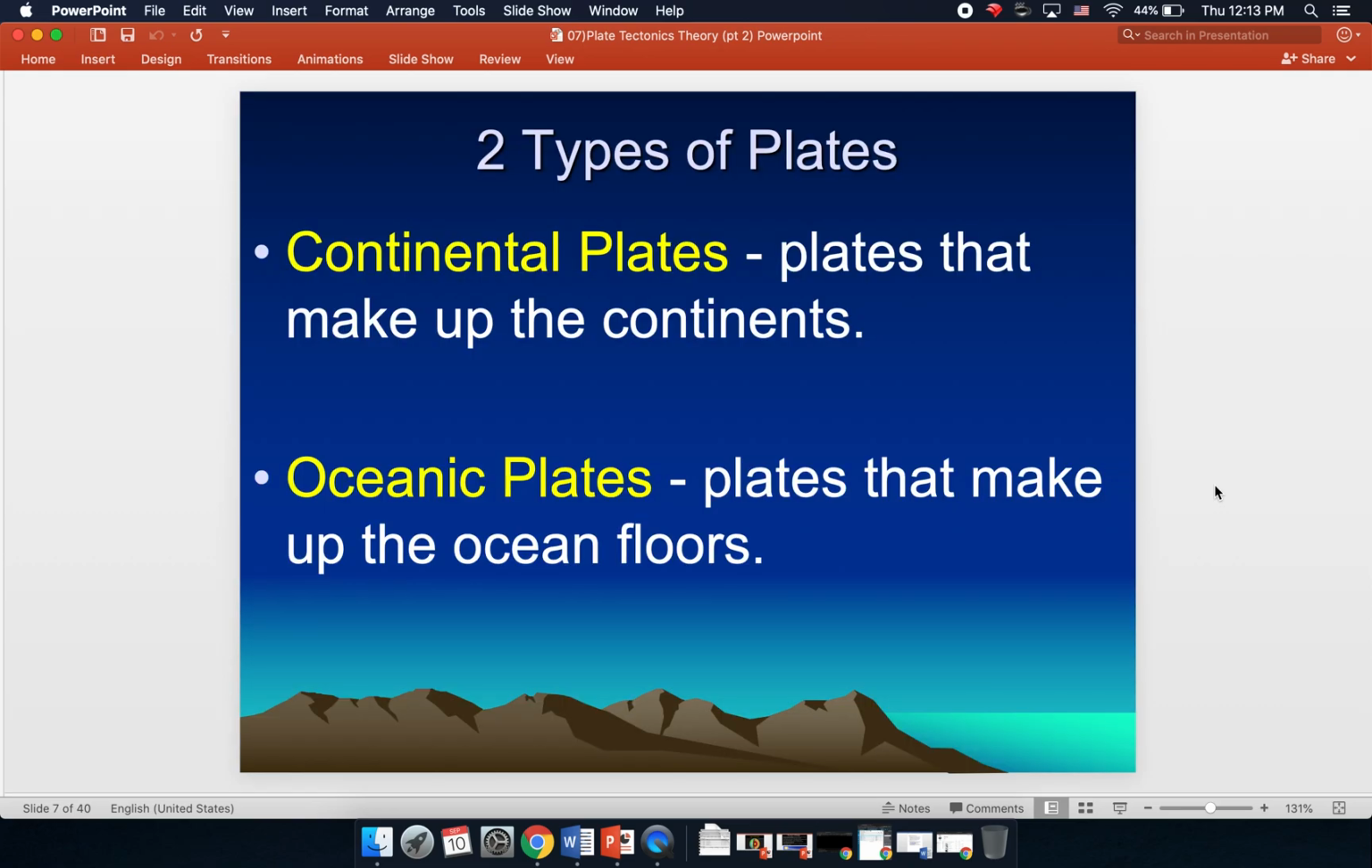Alright, so we have two types of plates. We have the continental plates, the ones that make up the continents. These are felsic and lighter, so they're more buoyant, they float better, so they ride higher on the asthenosphere. And then we have the oceanic plates. Those are the ones that make up the ocean floors. They're mafic, they're heavier, they don't float as well, they ride lower on the asthenosphere and make up our ocean basins.